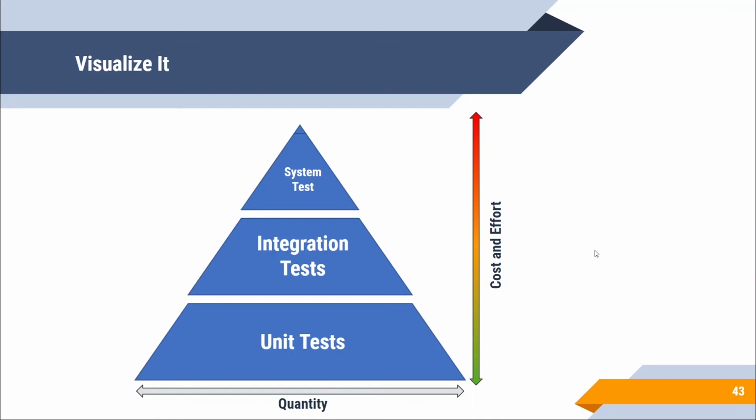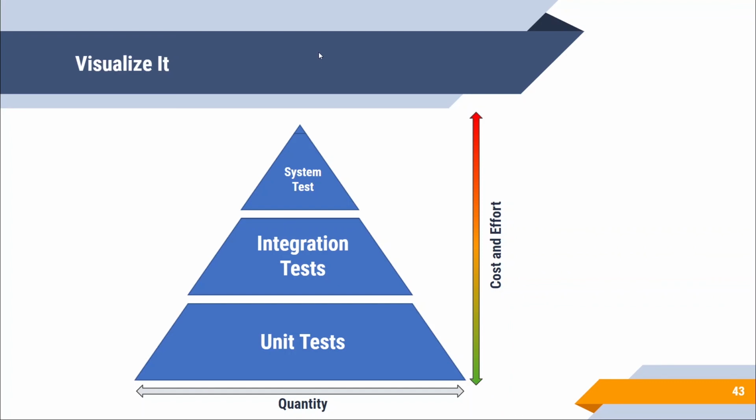So to visualize this, here's a pyramid to show the relationship between the three types. On the bottom is the unit test, and then integration, then system test. The area represents the quantity. So for unit tests you write a lot of them, so it takes up the most space, and system test is all the way up there. Basically you might only do one or two system tests in the entire timeline or cycle.